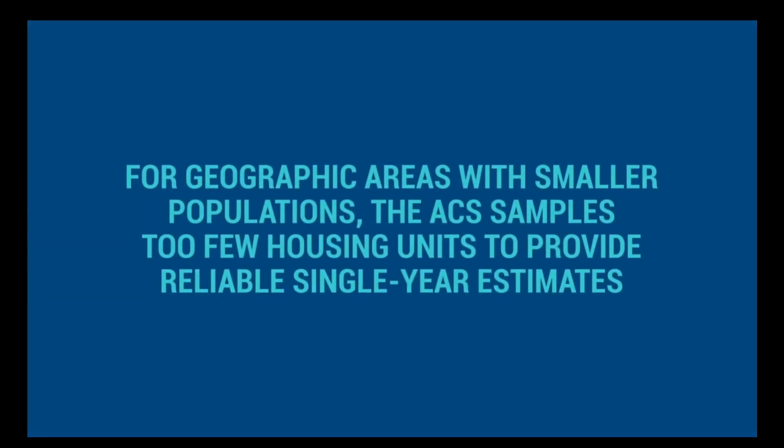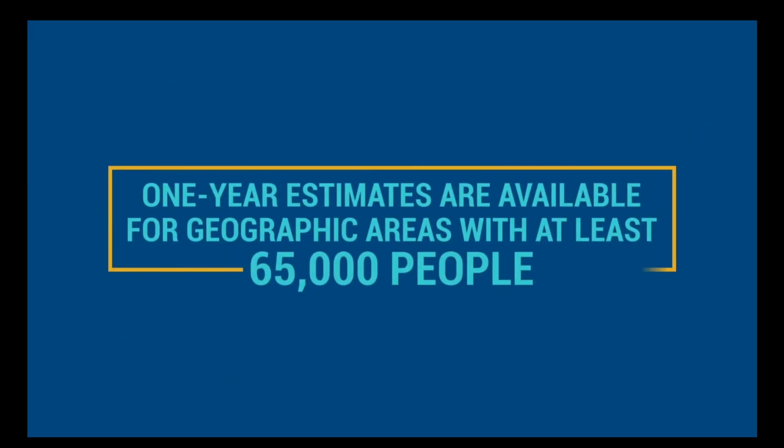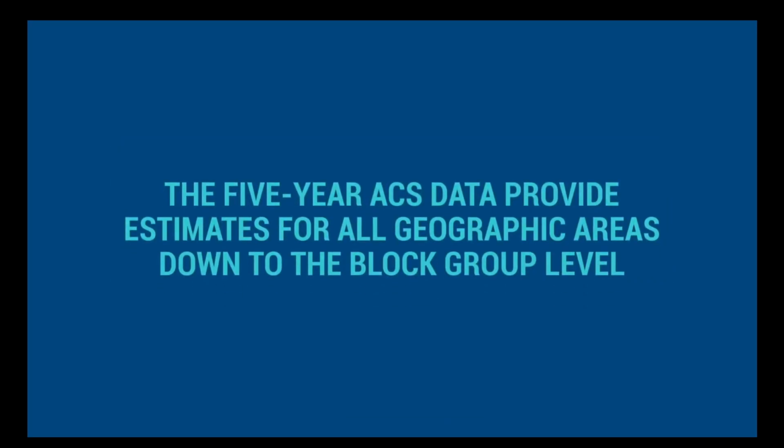For geographic areas with smaller populations, the ACS samples too few housing units to provide reliable, single-year estimates. 1-year estimates are available for geographic areas with at least 65,000 people, and 1-year supplemental estimates provide selected data for geographic areas with at least 20,000 people. The 5-year ACS data provide estimates for all geographic areas down to the block group level.